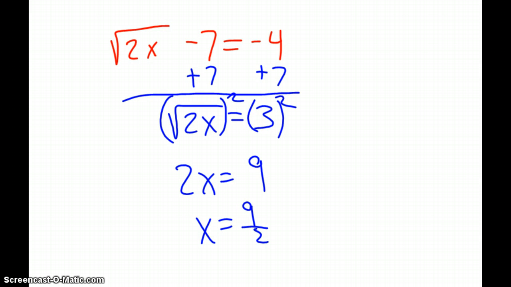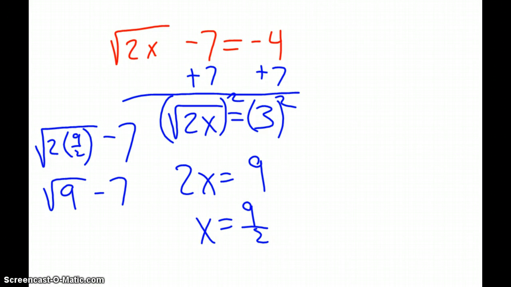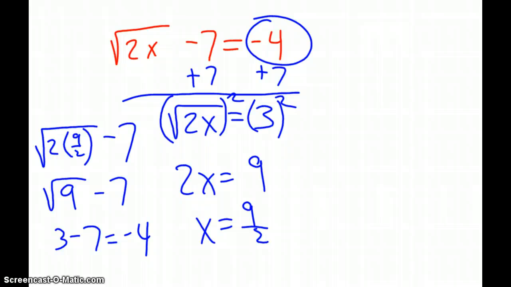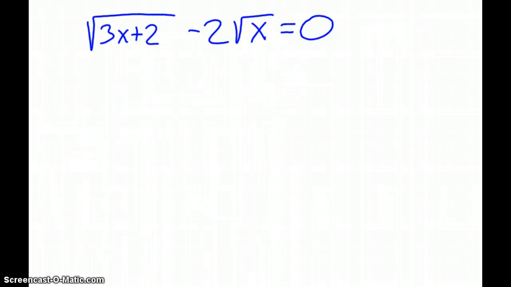And again, I always check my solution, so I'm going to plug in the radical 2 times 9 halves minus 7. Well, 2 times 9 halves is 9. Square root of 9 minus 7 is 3 minus 7, which is negative 4, which is what I was supposed to get. So that did work. And again, you'll see why that's important in a moment. This example looks a little bit more intimidating. When you look at this, this seems like it's going to be more complex.